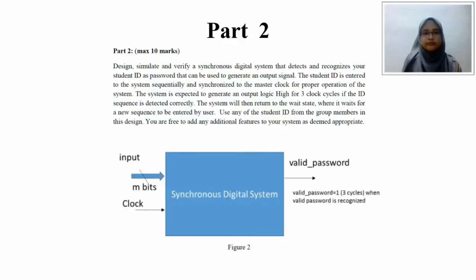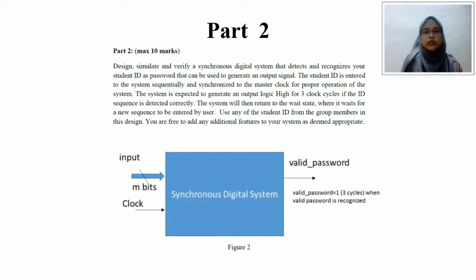Thank you. Okay, I will present part 2. The question for part 2 is to design, simulate and verify a synchronous digital system that detects and recognizes your student ID as a password that can be used to generate an output signal. The student ID is entered into the system sequentially and synchronized to the master clock for proper operation of the system.